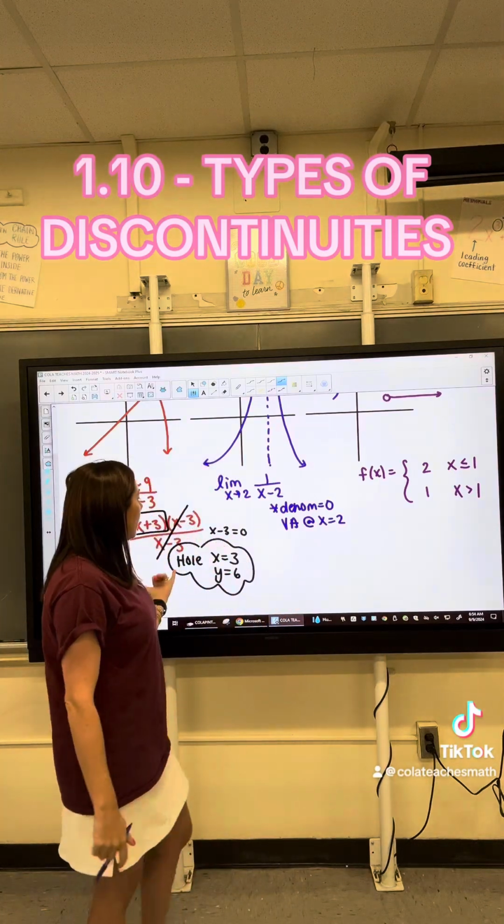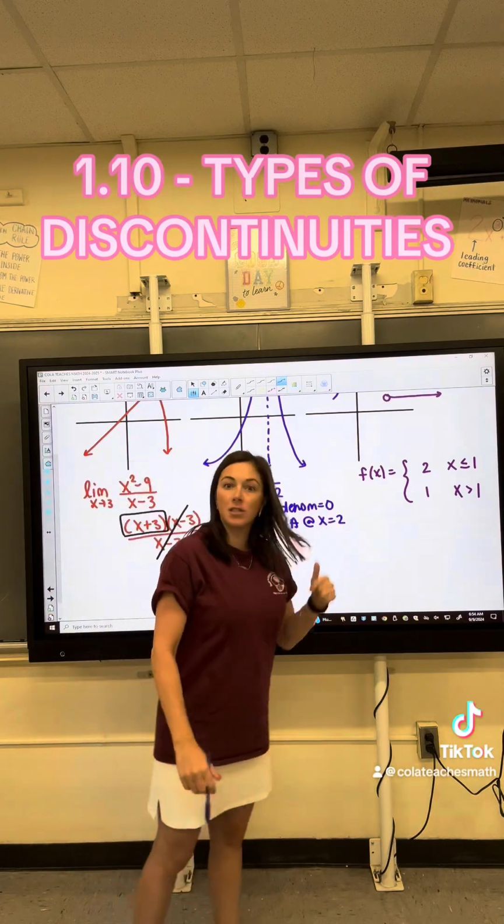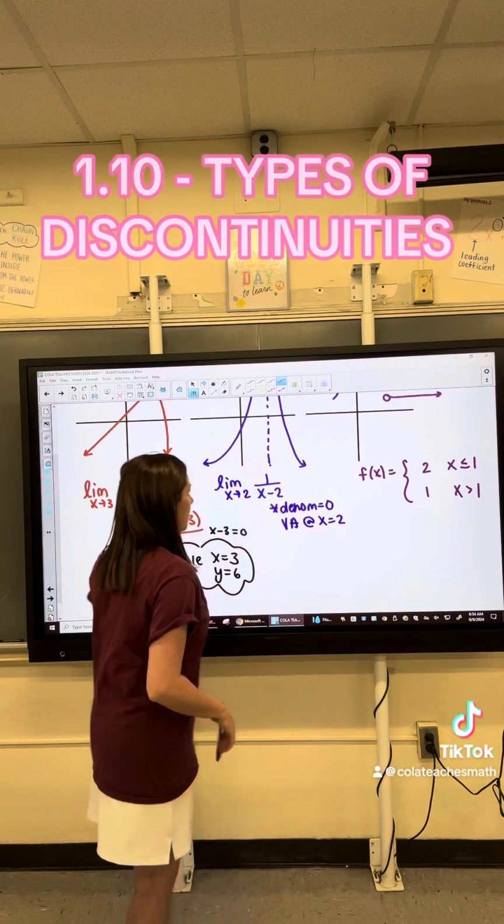Okay, I'm going to give you a quick little hint that I'm going to really explain in the next lesson. But you always want to go in this order. You want to look for the holes first, cross things out, and then look to see if there's a vertical asymptote. I'll explain that better in the next video.